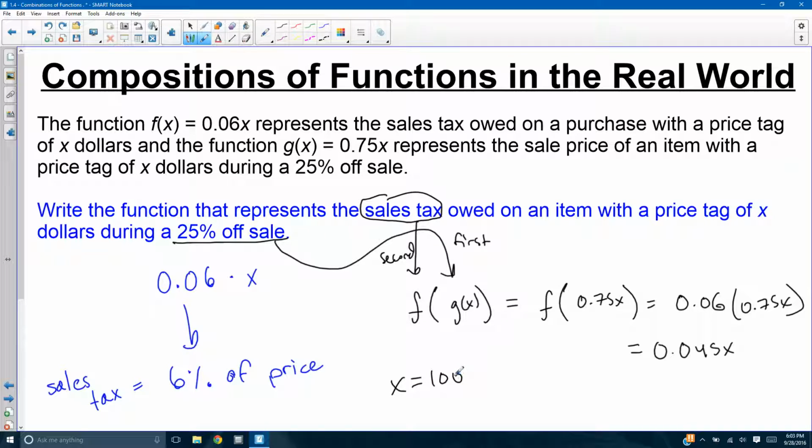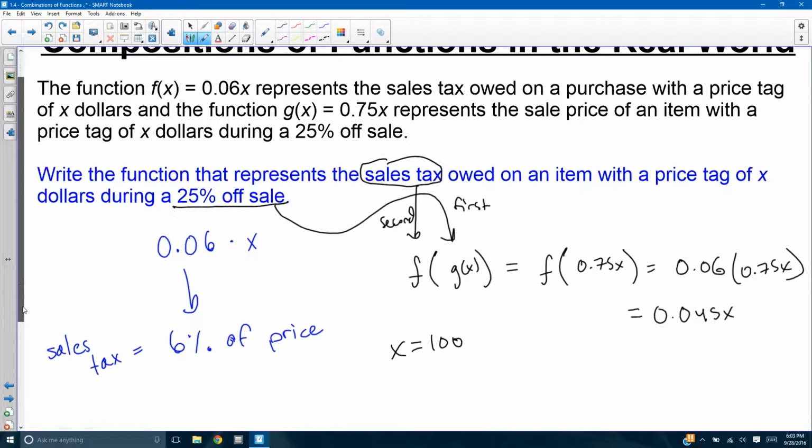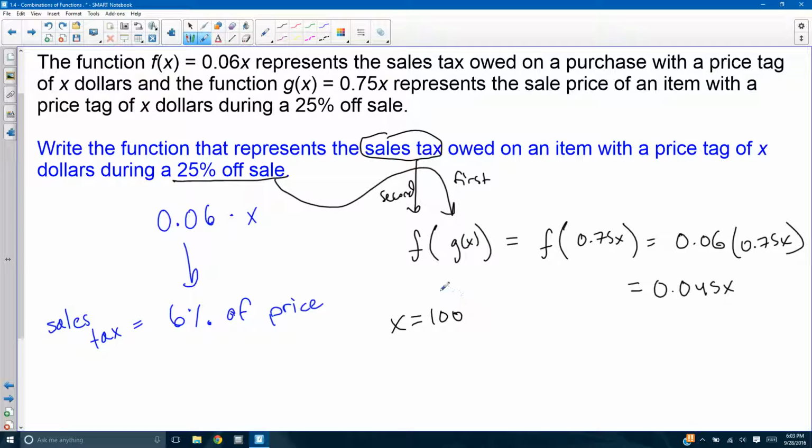So keeping all that in mind, let's say that you had a price for something that was $100, okay? The sales tax owed for a normal $100 thing would be 6% of that, which would be $6. However, during this sale here, we're going to take 25% off of 100. So that would be $75. The sales tax of something that is $75, 6% of that apparently is $4.50. Apparently, because when I take f of g of 100, I'm getting 0.045 times 100, which is 4.5.